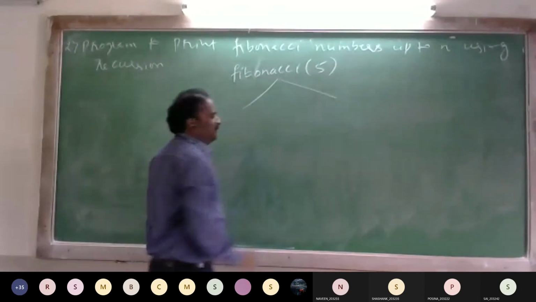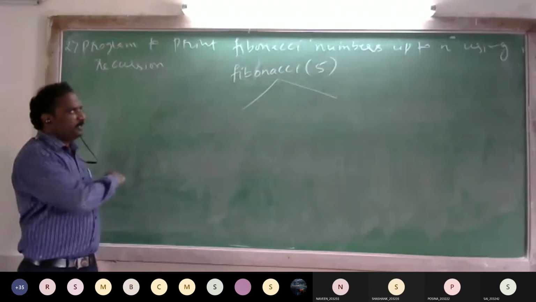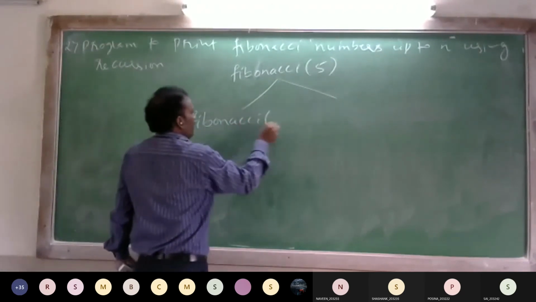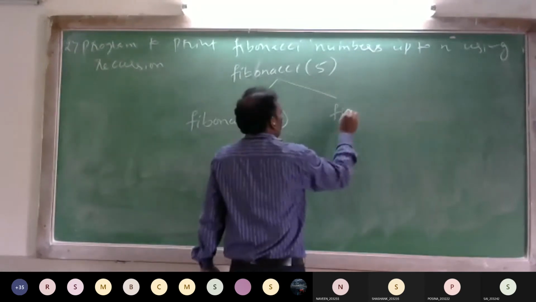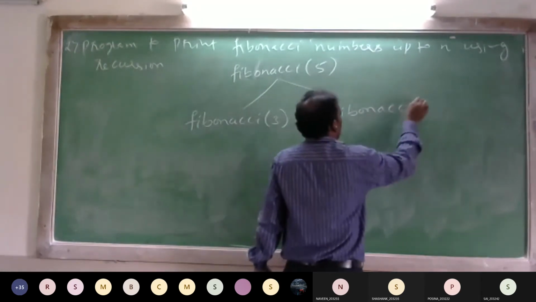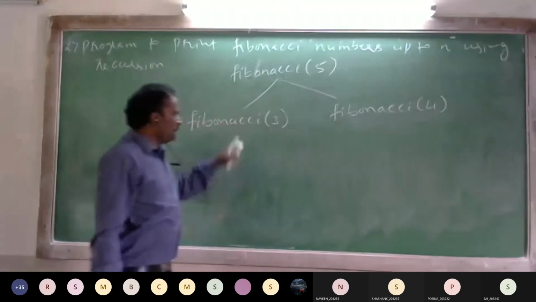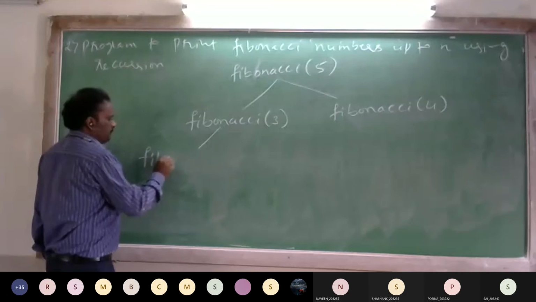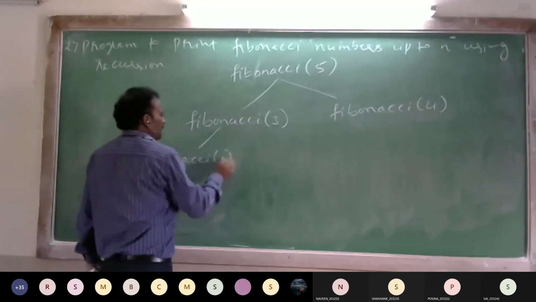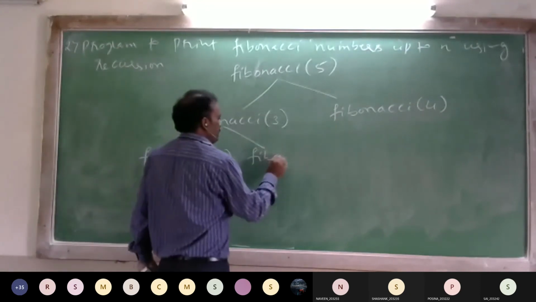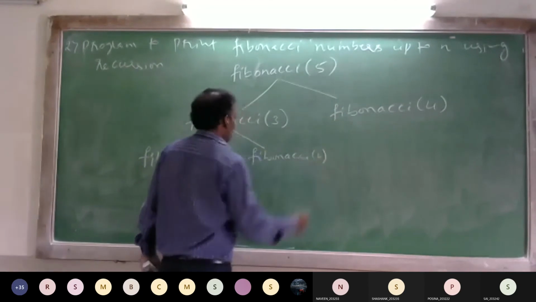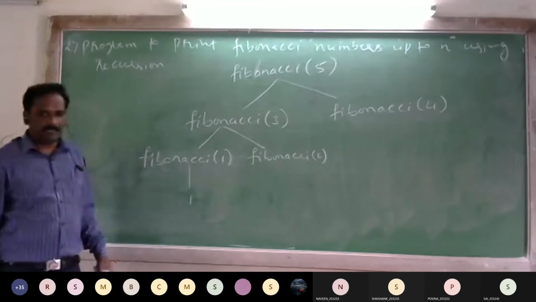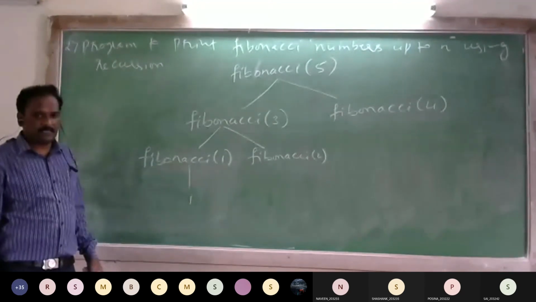Now, how is Fibonacci of 5 dependent? Fibonacci of 5 is dependent on the previous two numbers, that is, Fibonacci of 3 and Fibonacci of 4. How can we calculate Fibonacci of 3? It is Fibonacci of 1 plus Fibonacci of 2. But what is Fibonacci of 1? We know that Fibonacci of 1 is 1 because those are the base values.